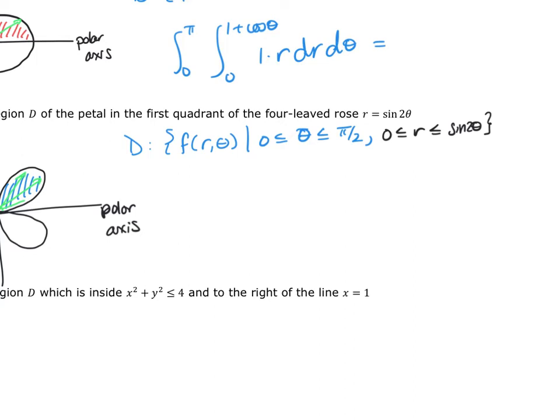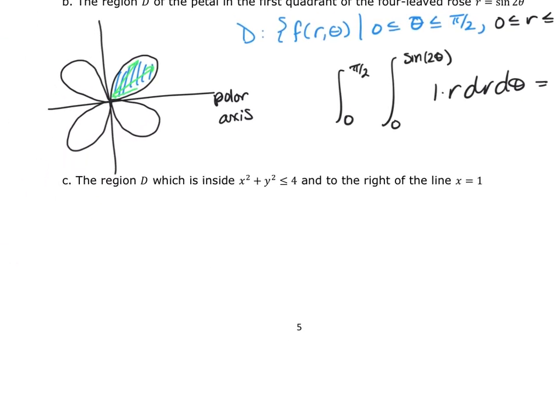Once again, I'm going to set up my integration. So I integrate from 0 to pi over 2, from 0 to the sine of 2 theta, of 1r dr d theta. And of course, I'm going to let you go ahead and finish this one. Let's take a look at the next example.